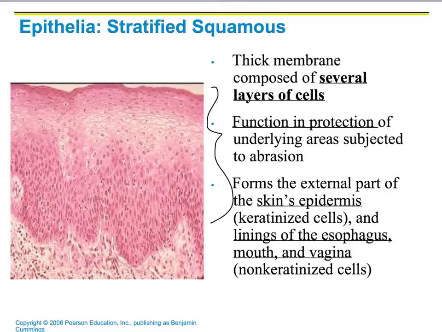So you can find it in the lining of your esophagus. Every time you swallow food, it's scraping away layers of cells, but since you've got hundreds more below that, you're protected, and they'll quickly redivide and replenish. So anywhere that you see abrasion, you'll tend to find stratified squamous.